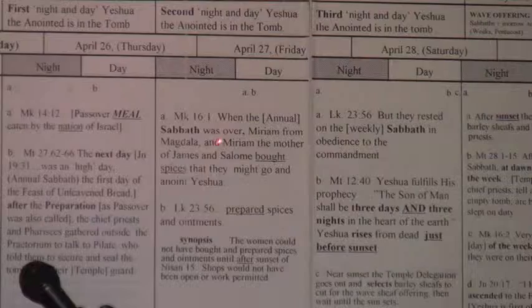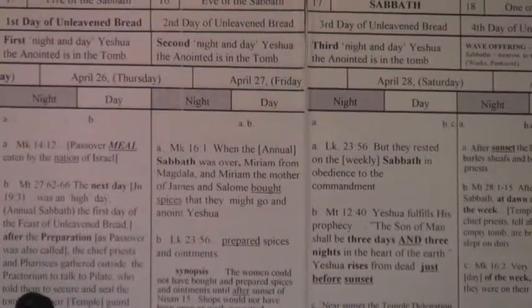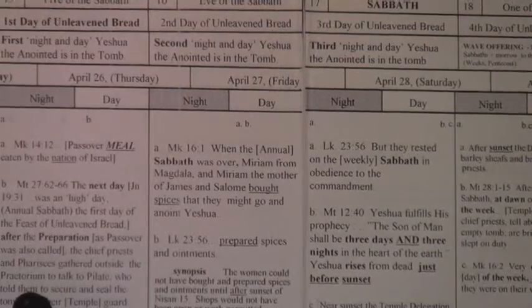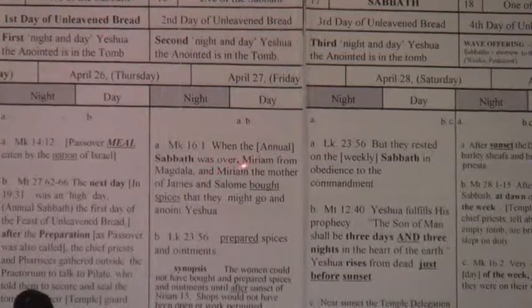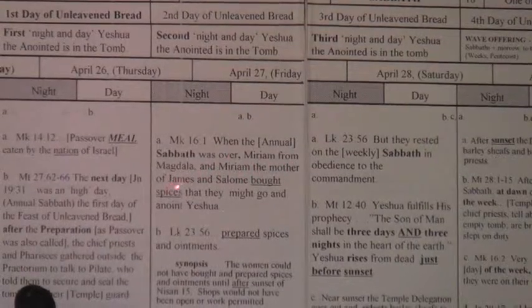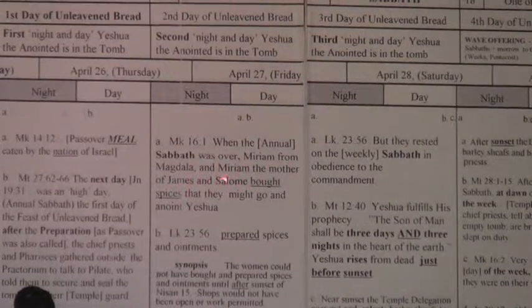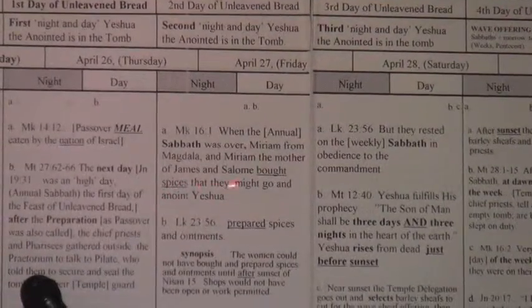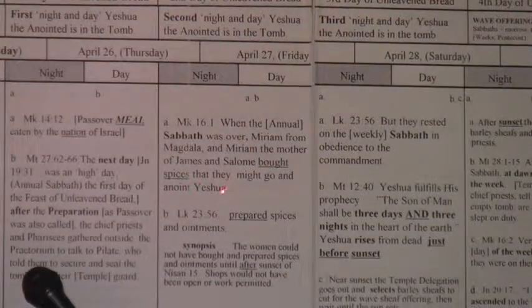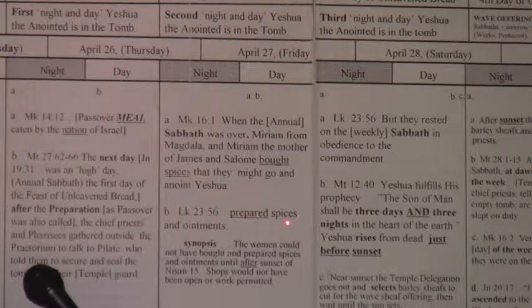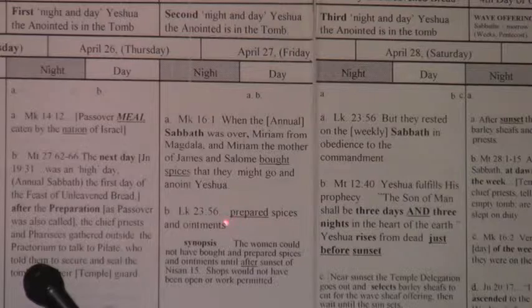Now, this is subtle, and a lot of people today have not a clue as to the significance of these words. When the annual Sabbath was over, Miriam from Magdala and Miriam, the mother of James and Yaakov and Salome, purchased spices that they might go and anoint Yeshua. Luke 23:56: They prepared the spices and the ointments.